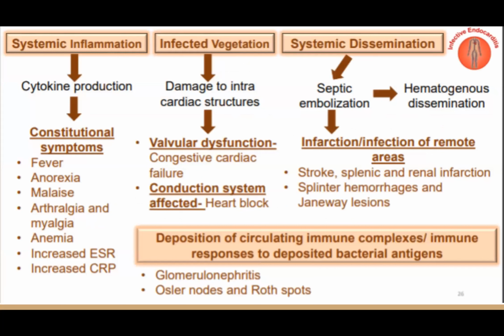So this is the pathogenesis of this. I put this on here because of the symptoms. So you can have various symptoms with infective endocarditis. So constitutional, of course, because if you have an infection in the system, you're going to have fever, you're going to have malaise, and then inflammation, increased ESR and CRP, arthralgias, myalgias, all of those things.